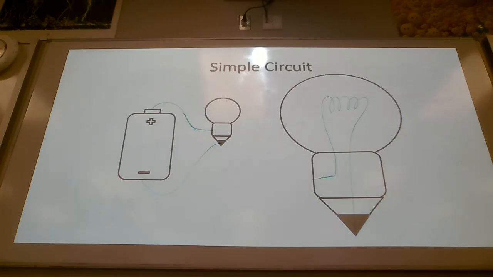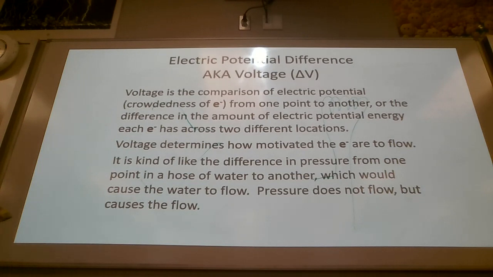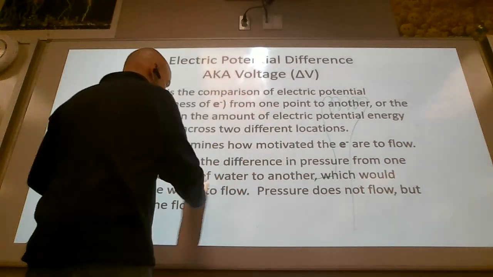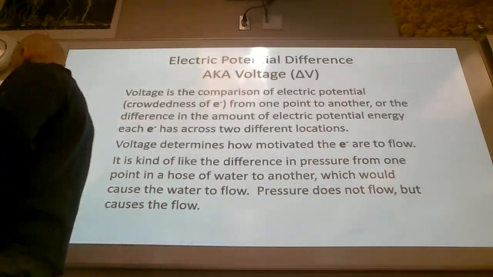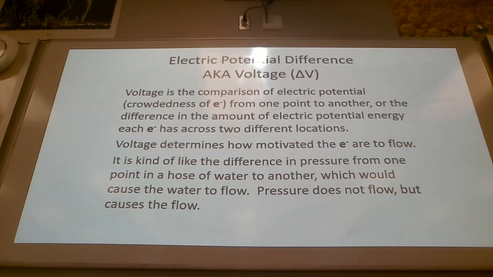All right. There are four main players, but we're going to study three of those today. The first one is electric potential difference, aka voltage. We were introduced to that term last chapter. It looks at the comparison of electron crowdedness from one spot to the next, how motivated the electrons are to transfer. If they're crowded over here and they see a more spacious part over there, they're motivated to go over there.